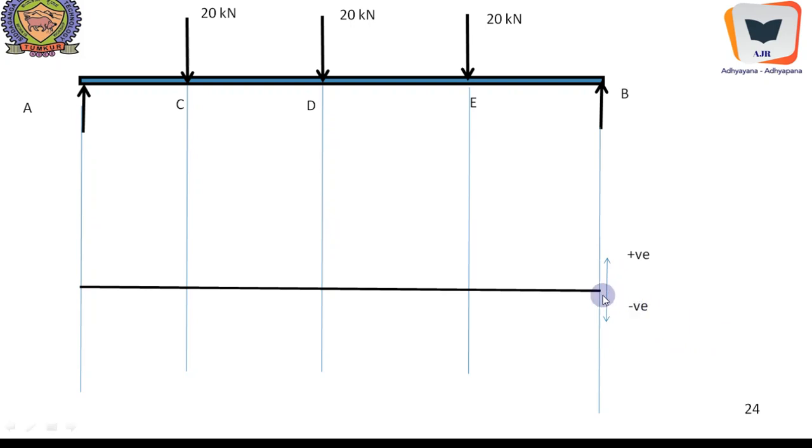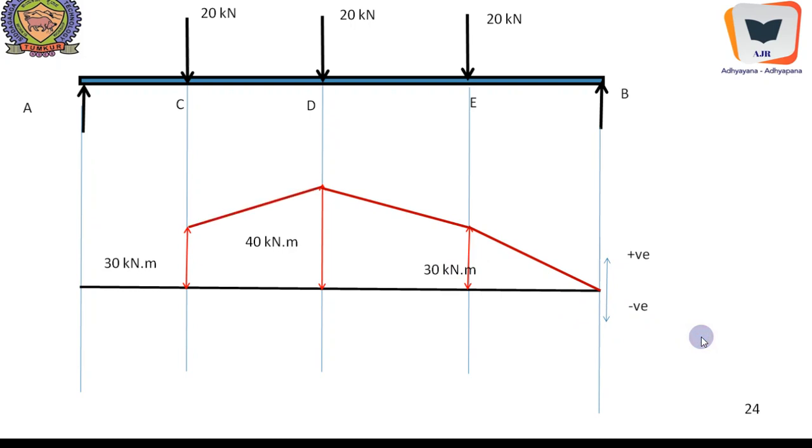Here it is 0, and here it is 30 kilonewton meter, and here it is 40 kilonewton meter, and here it was 30 kilonewton meter. And since the variation is linear, as we have proved, it looks like a straight line equation. We have to just connect them by straight lines. So this happens to be the bending moment diagram. Sagging bending moment is positive. The entire beam is subjected to sagging bending moment.